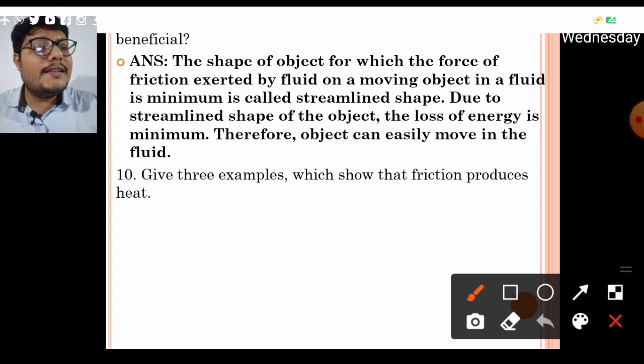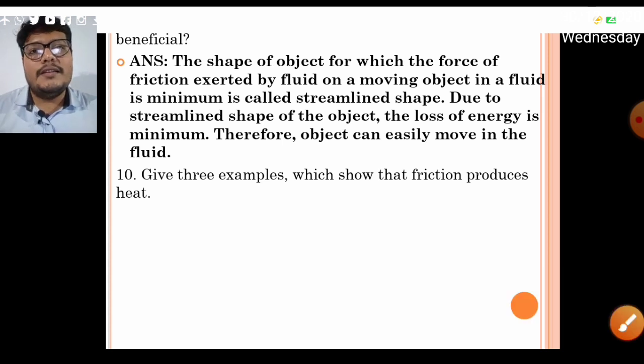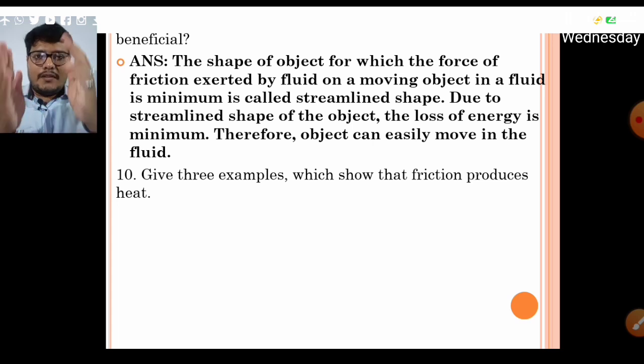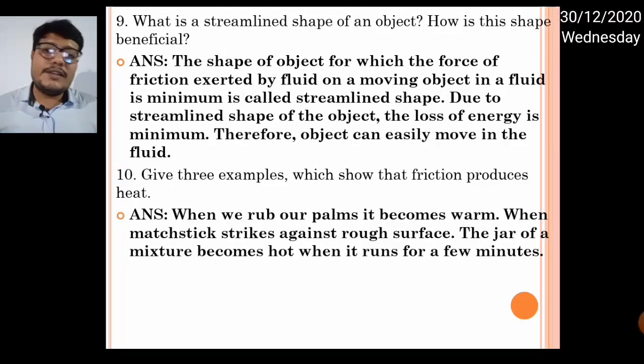Okay, now give 3 examples to show that friction produces heat. Here you can write: when you rub your palms, they become warm. Whenever you are using the mixer, the jar becomes hot. So those are the kinds of examples we are going to write. First, when we rub our palms, they become warm. When you rub a matchstick on a rough surface, it burns. The jar of a mixer becomes hot when you run it for a few minutes. So these are the examples.